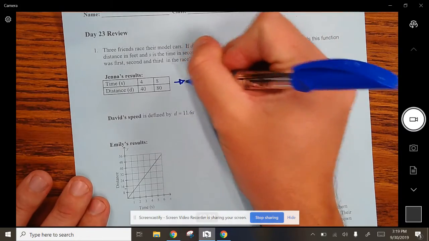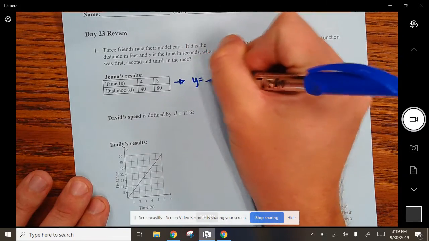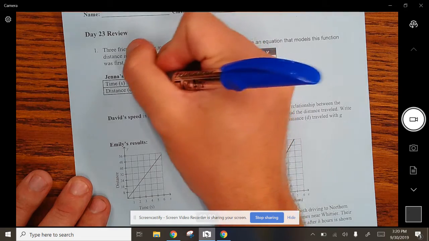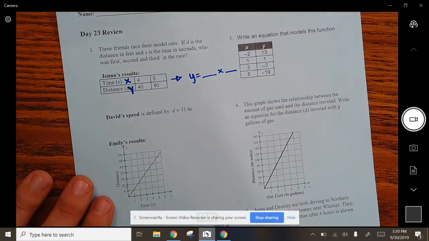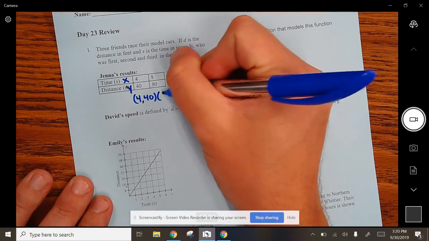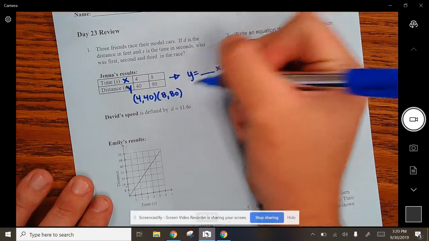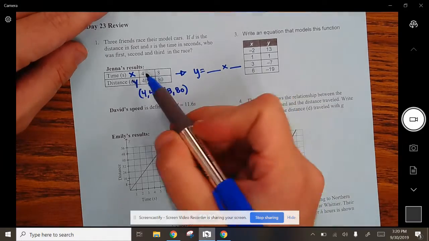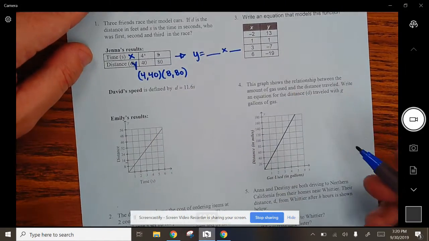What I want you to do first in this one is create the equation, if you can, where this is x and this is y. And it should help you that this is actually 4, 40. I would write the coordinates out just so I don't get mixed up, because it's real easy to start writing this as x, y, and that's not the case, okay?